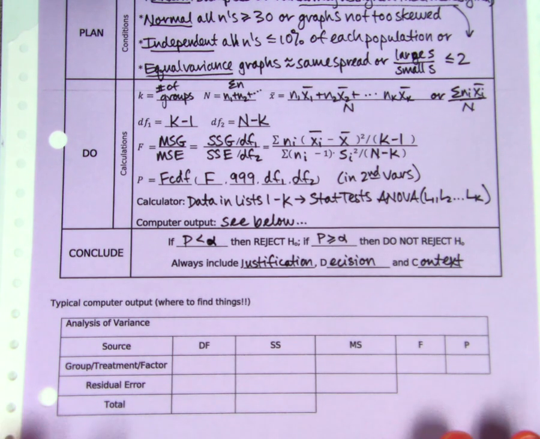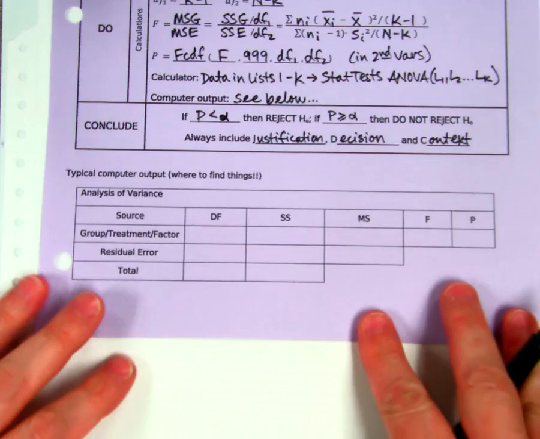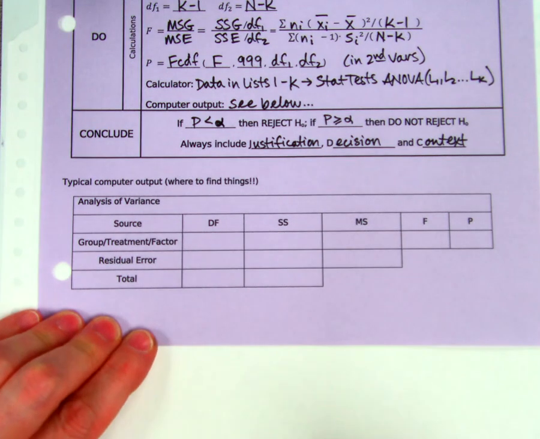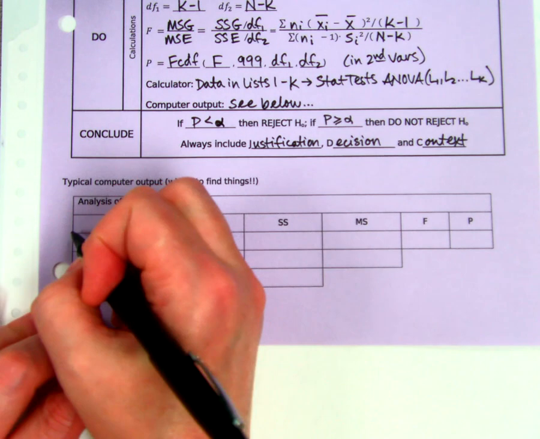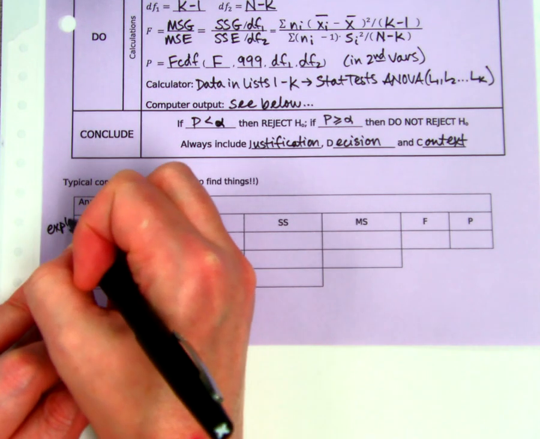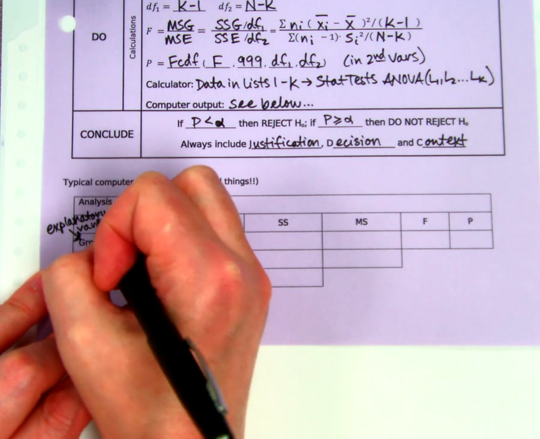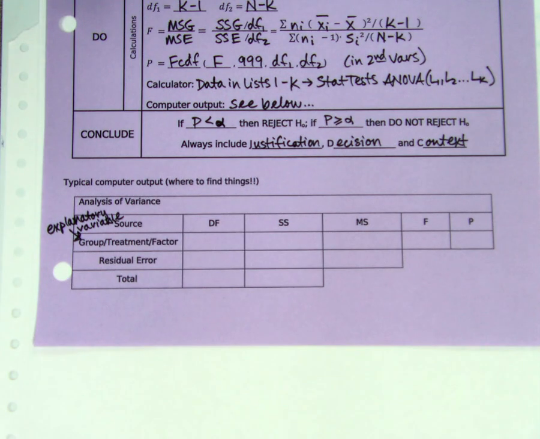So let's talk about the computer output and make sure you know where to find stuff. So the computer output looks like this for ANOVA, and it always has these same columns and same rows. It doesn't vary. This is sometimes called the group or the treatment or the factor. What usually ends up there is the name of your explanatory variable, which of course is a categorical variable in this chapter. A categorical variable with many categories. So it might be race, it might be gender, it might be something totally different. It might be which fertilizer did they put on the plant.